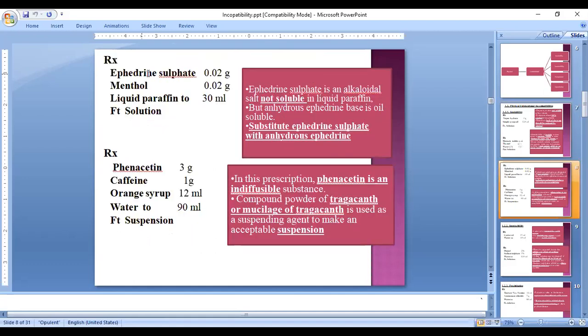Another thing, ephedrine as sulfate, which is a colloidal salt, to dissolve in an oily vehicle, which is liquid paraffin, and again a solution is required. So it's easier to use ephedrine as an alkaloidal base instead of the salt. Phenistine in water to form a suspension. However, phenistine is an indiffusible solid and it requires the addition of suspending agents, so you should add suspending agents.